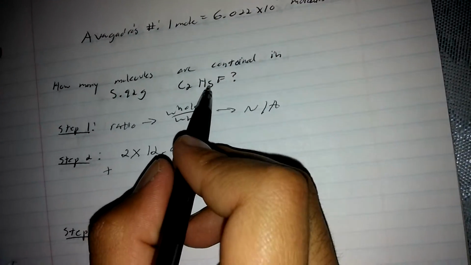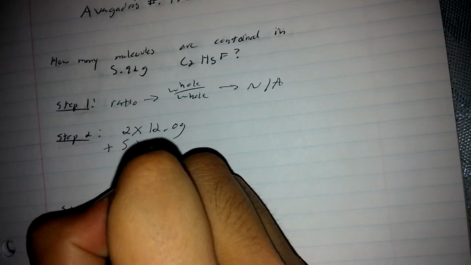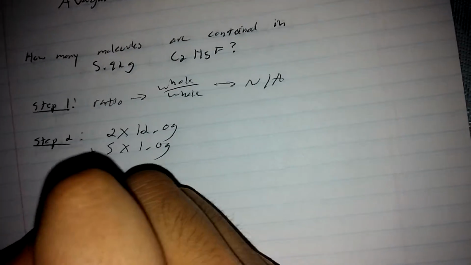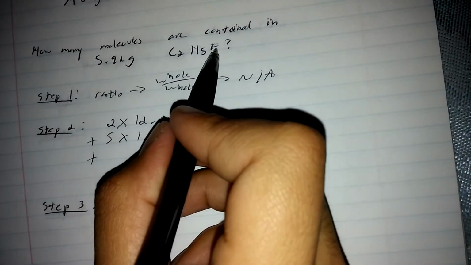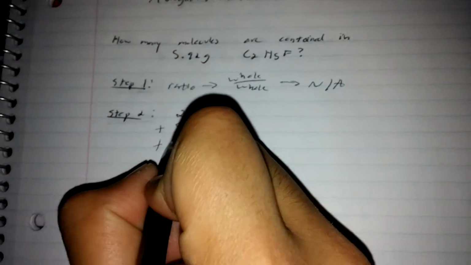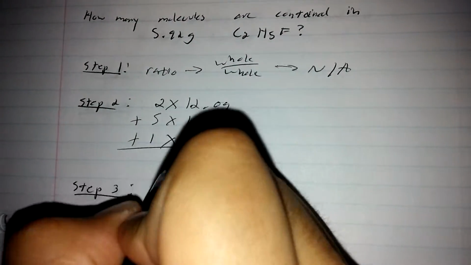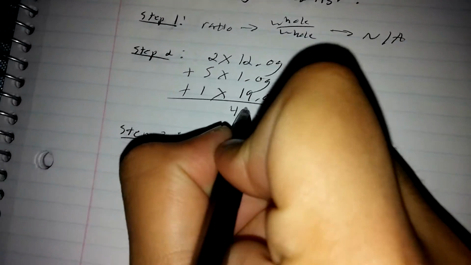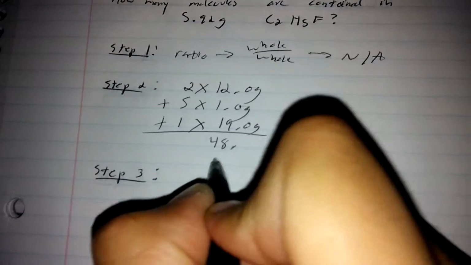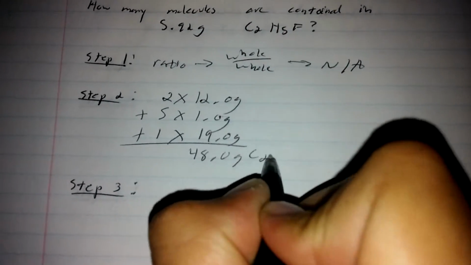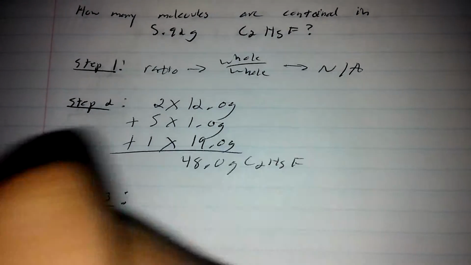We would then add our hydrogen, there are 5, and multiply by its atomic mass of 1 gram. And then we would also add our fluorine, which is 1 times its atomic mass of 19 grams. By adding this all up together, we would get a total result of 48 grams of C2H5F.